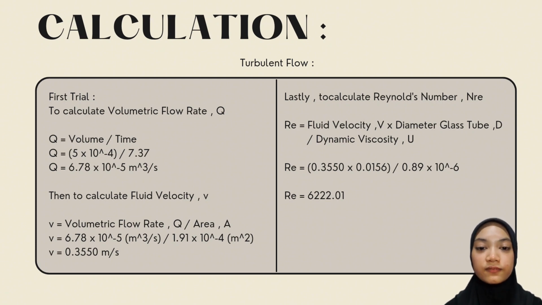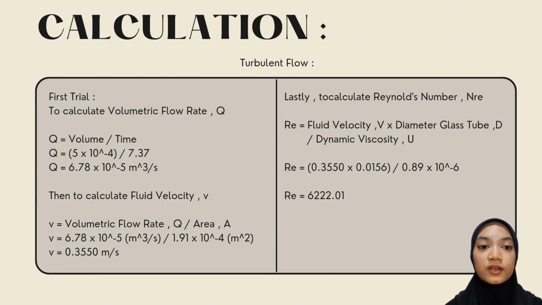Then to calculate the fluid velocity V, where V is equal to volumetric flow rate Q divided by the area A, V is equal to 6.78 times 10 to the power of negative 5 meters cubed per second divided by 1.91 times 10 to the power of negative 4, then V will have an answer of 0.3550 meters per second.